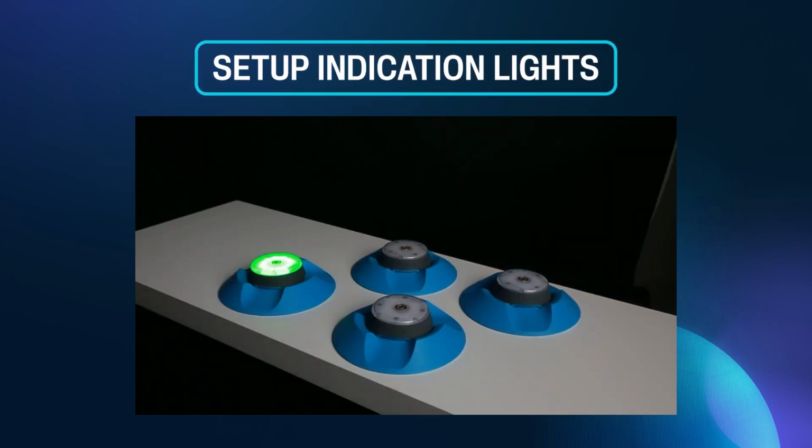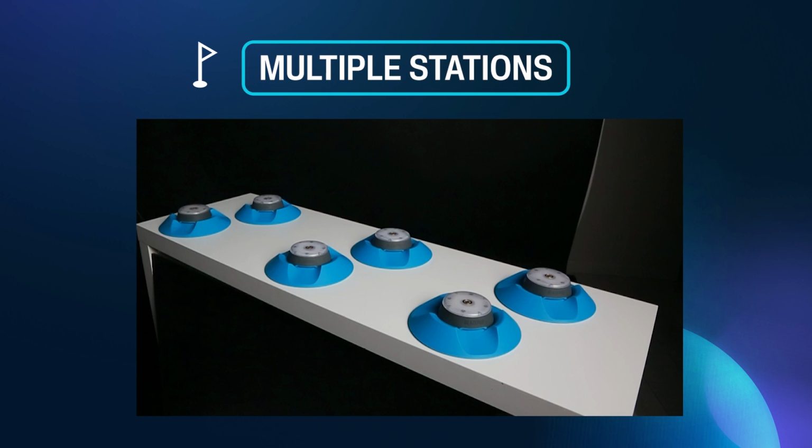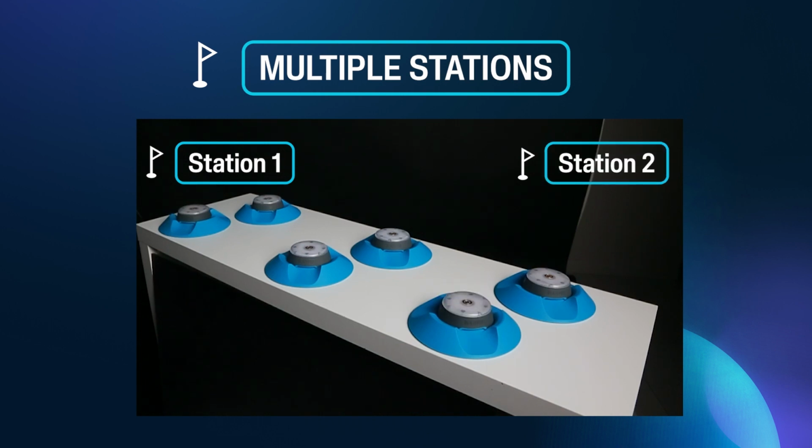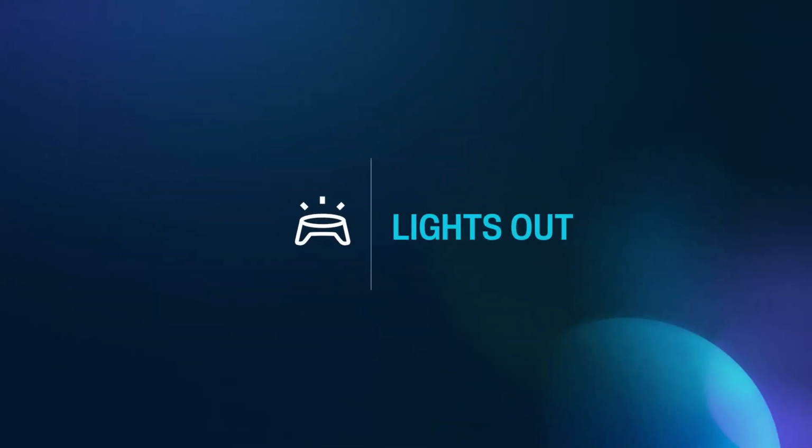Once you've chosen all the pods and colors, the indication lights will flash in the correct sequence to help you with setup. If you select multiple stations, station 1 will light up first with the correct indication lights, followed by station 2 and so on, with a brief pause before returning back to station 1. Now let's move on to lights out.